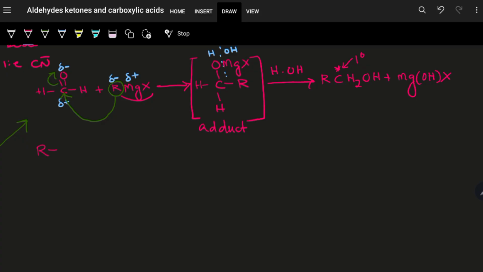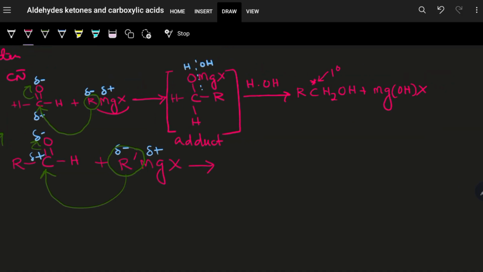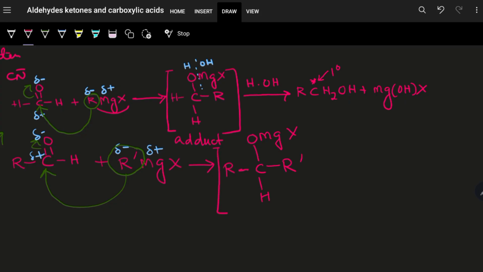When you use any other aldehyde like this, then what will happen? Let me show with R-MgX. Same thing I will always say: keep in mind delta positive, delta negative, here delta negative, here delta positive, and then only you will be clear with the concept. Let this attack here, let O minus open up and hold MgX. So the addition product will be RCO minus opening up, holding MgX, H was there and R dash has attacked.